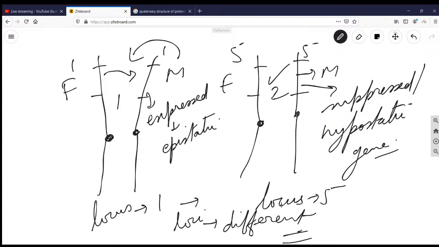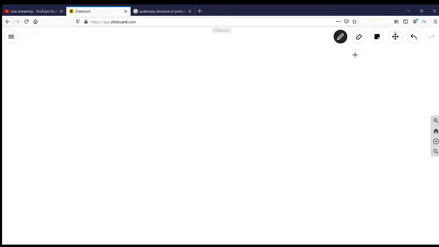Okay, so now I'll tell you how epistasis happens. When you talk about recessive epistasis, there are many types of epistasis. First of all, I'll give you a certain example, so that you will be able to comprehend it in a much easier way. There are multiple types of epistasis: dominant epistasis, recessive epistasis, duplicate recessive genes, duplicate dominant genes. So there are multiple ways of epistasis happening.